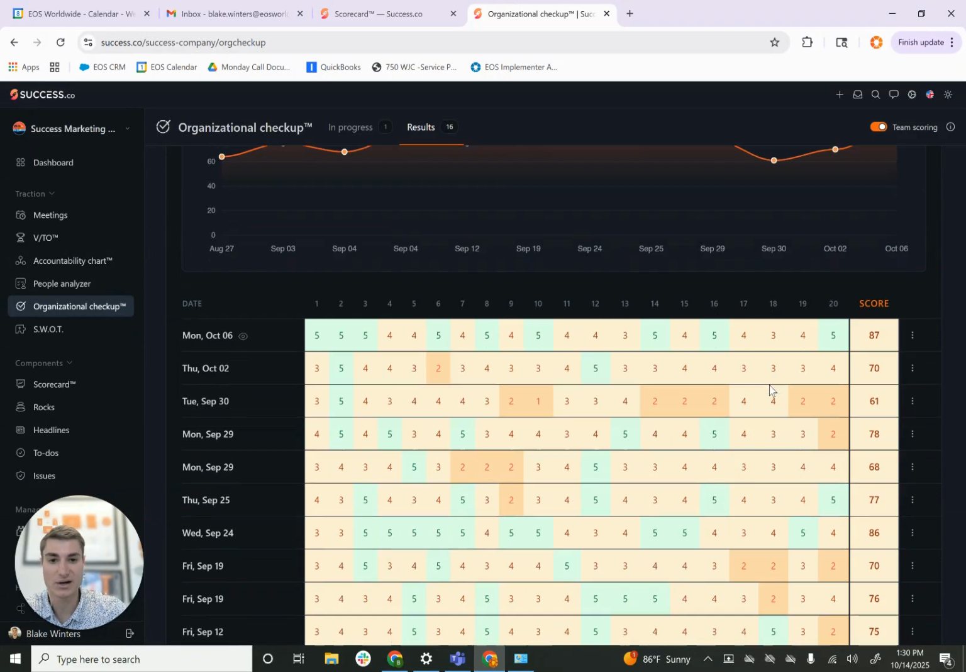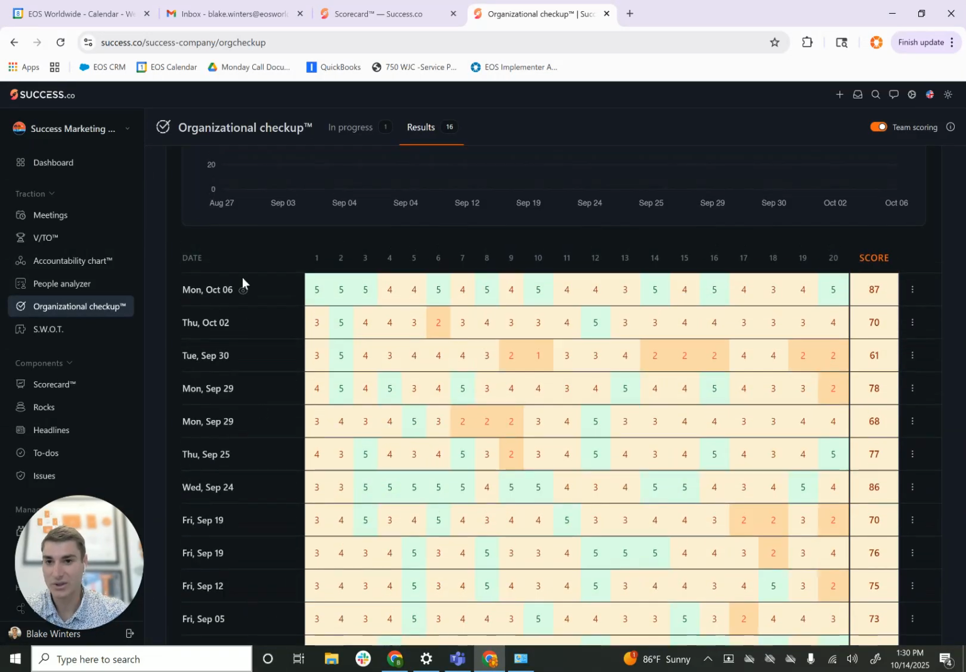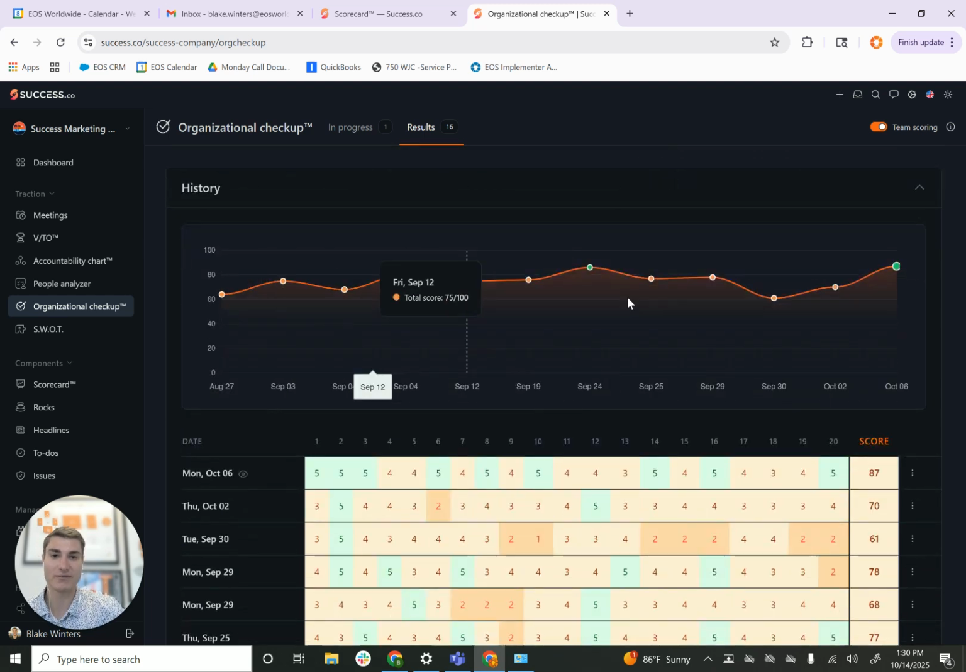What's also really neat here is we can see historically how we've done. So from August through October, now an organization's probably not running the org checkup multiple times a week like there is in this demo here, but you can see how we've progressed over time. And what we'd like to see, what we see here, is that we've improved over time.